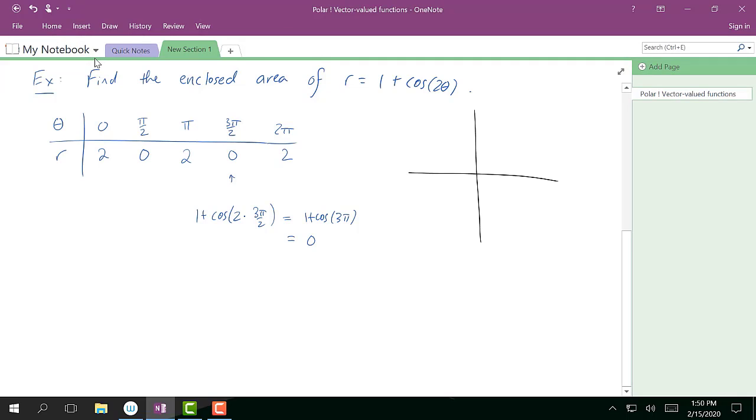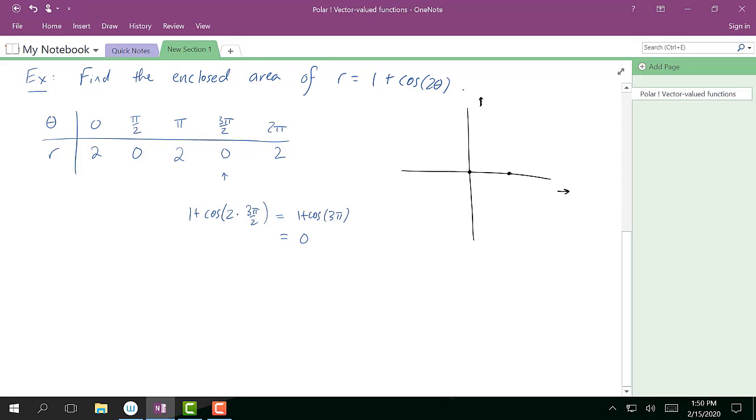Being at an angle of 0 means that I'm currently pointing along the positive x-axis. So basically what we have to do is start right here at the pole and then go to the right however many units, in this case 2. So 1, 2. And then we know that at pi over 2, our direction is going to be up, because that's the angle that we get, measuring counterclockwise from the positive x-axis. But in this case, my radius is going to be 0.